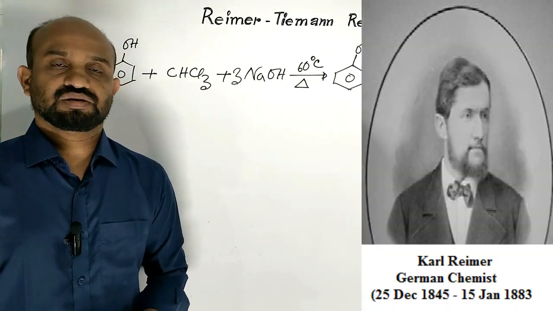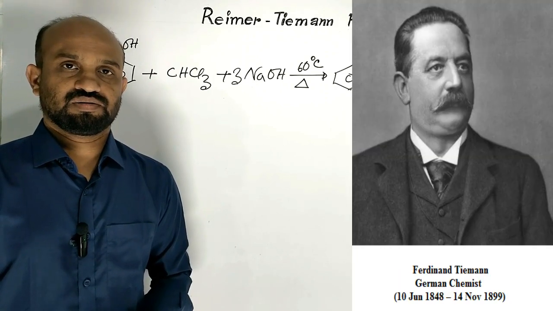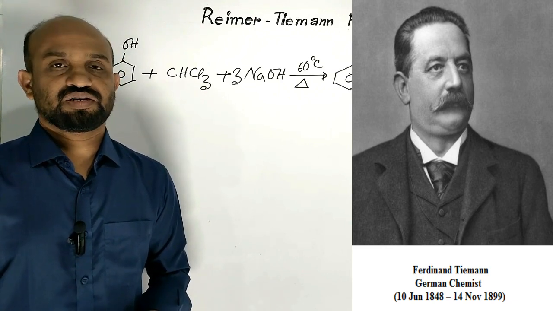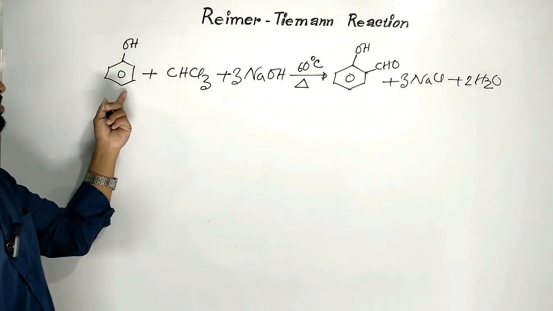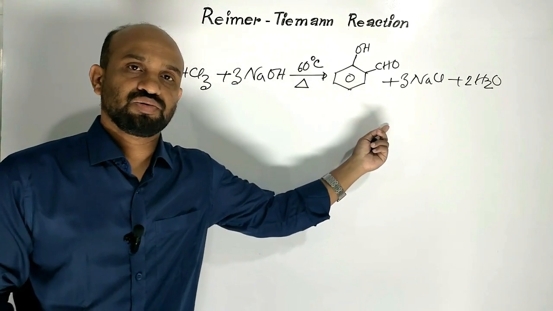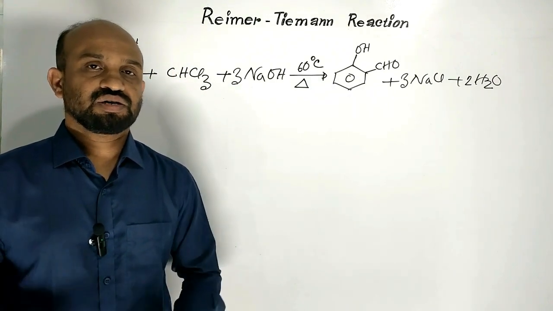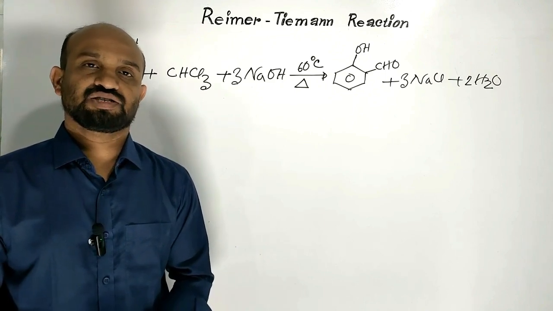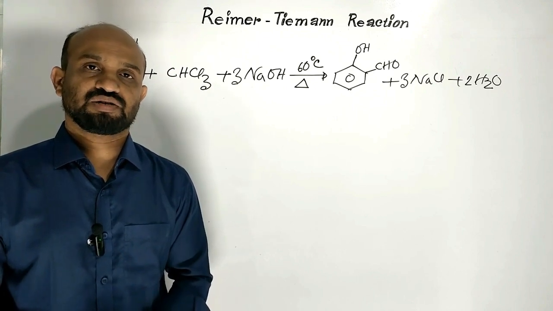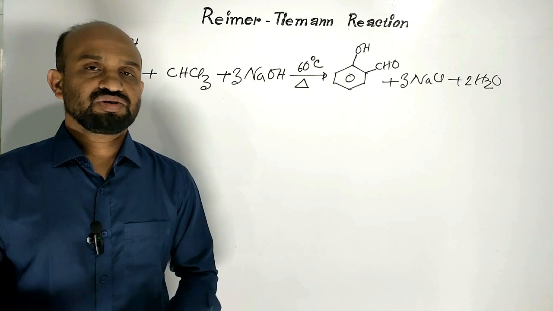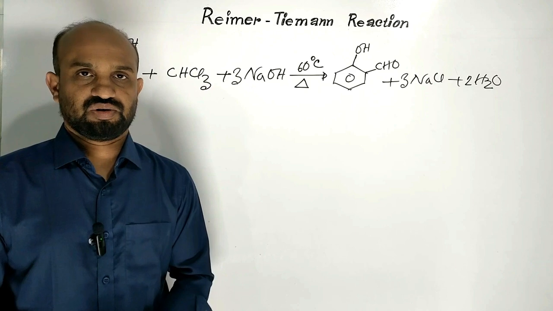German chemists Karl Reimer and Ferdinand Tiemann discovered this reaction, in which phenol is converted to salicylaldehyde. Reimer-Tiemann reaction is defined as the reaction in which salicylaldehyde is prepared from phenol in presence of chloroform and base sodium hydroxide or potassium hydroxide. In this reaction, inclusion of aldehyde group occurs at ortho position in phenol.